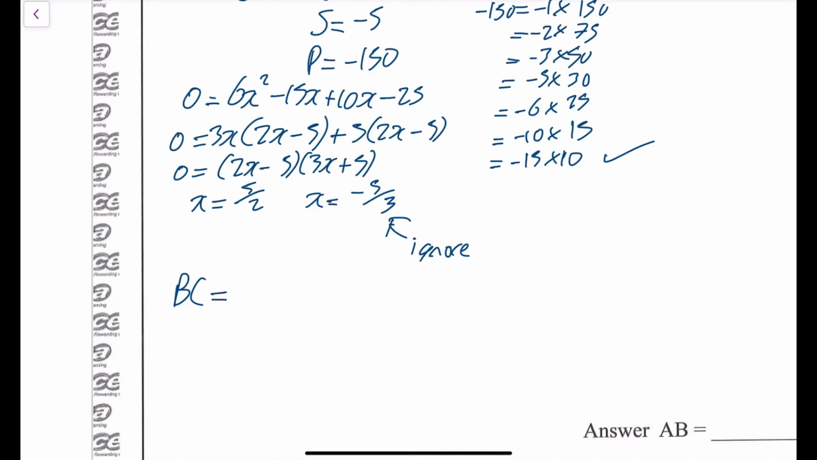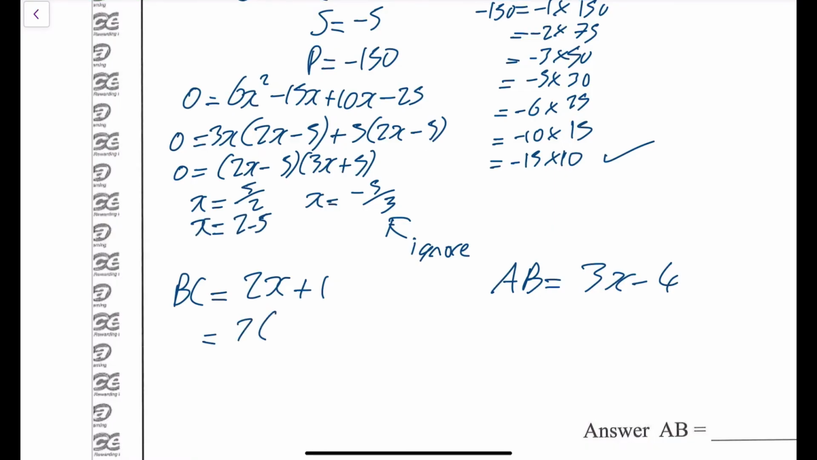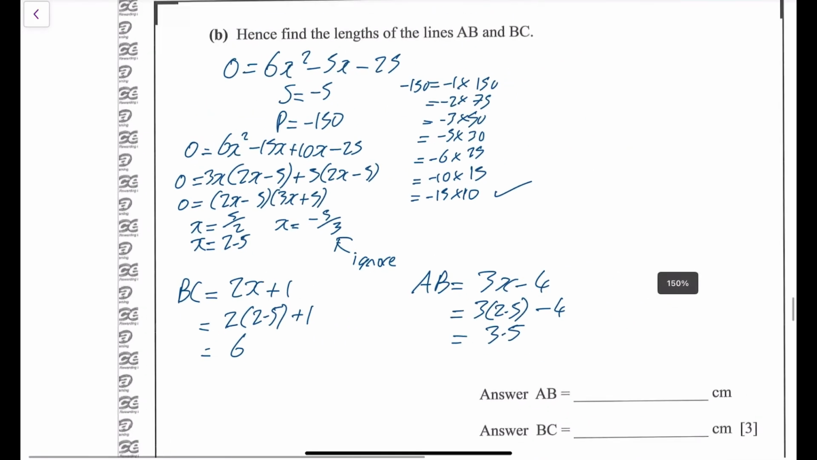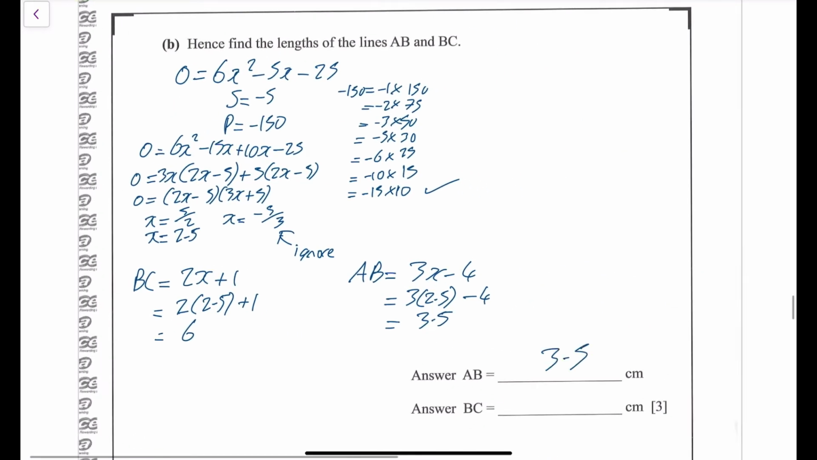If you go back in the paper, it told you BC was 2x plus 1, and also told you that AB was 3x minus 4. So we're going to put in our x, which we'll write as 2.5, a wee bit easier to work with. So 2 times 2.5, and then plus 1, which is 5 plus 1, which is just 6. And over here, 3 times 2.5 would be 7.5, and minus 4 is going to be 3.5. So AB is 3.5, and BC, if I've done that correctly, is 6.